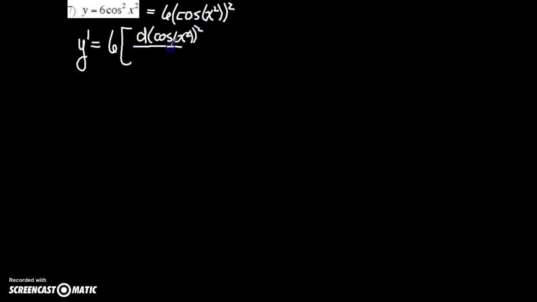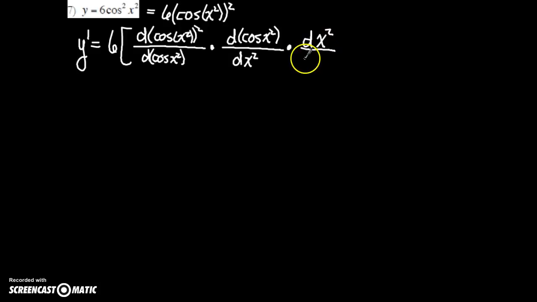And the inside is cosine x squared. Times the derivative of the inside, which is the derivative of cosine x squared, but with respect to the inside, which is the derivative of x squared. Times the derivative of the inside being x squared. Just keep taking all the derivatives of the insides until there's no more insides.